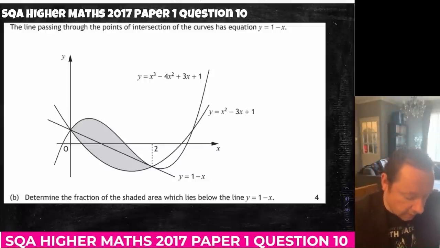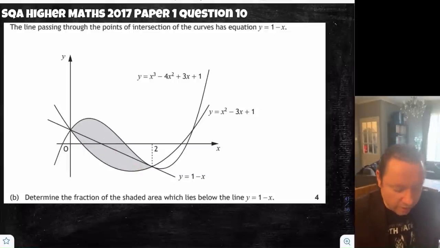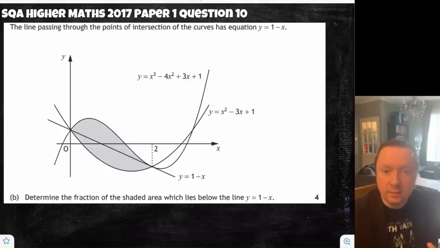Part B says the line passing through the points of intersection of the curves has equation y equals 1 minus x. What fraction of the shaded area lies below the line? So we need to work out what the integral is below the line and see what fraction of the whole that is. You should be able to guess what the answer should be just by looking at it, but you can't guess. You have to do it.